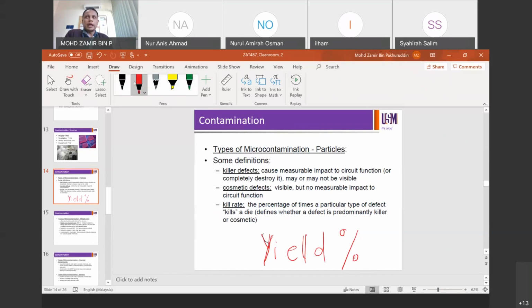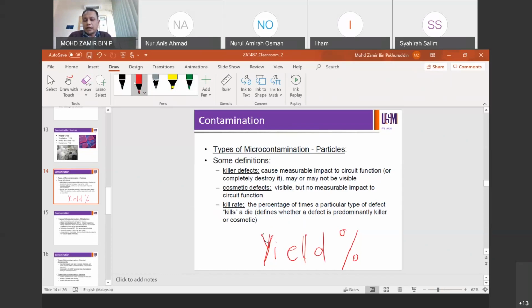So usually dalam fab, well, we have different specification for the yield. Of course, you want to target 100% yield for every single device that you fabricate, but there's a minimum yield percentage that can be tolerated. Yang kita dah commit kat customer lah.